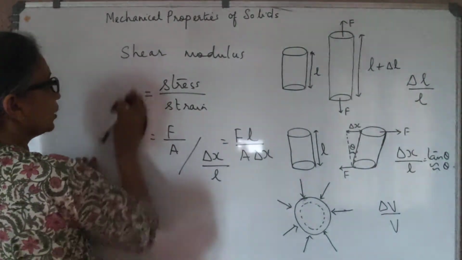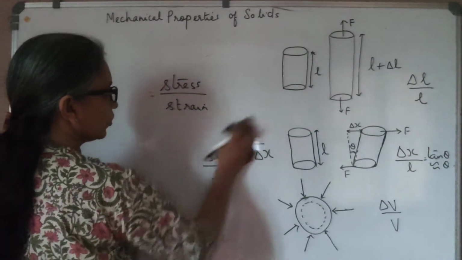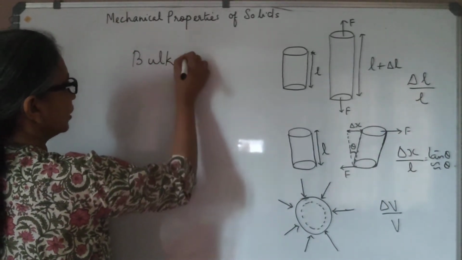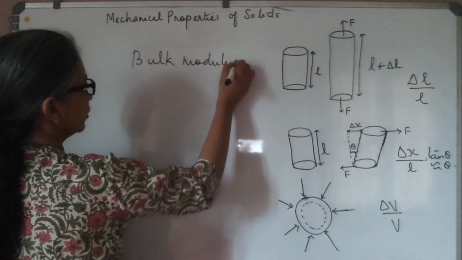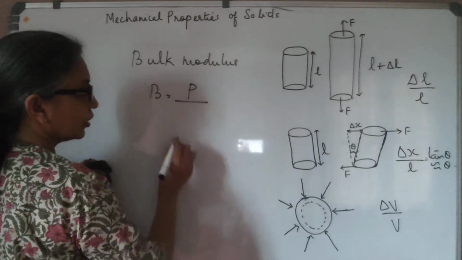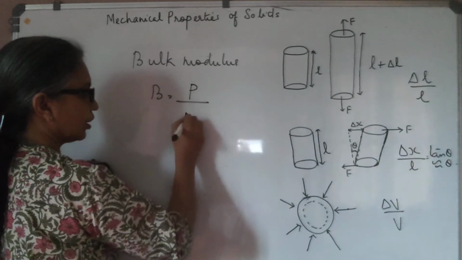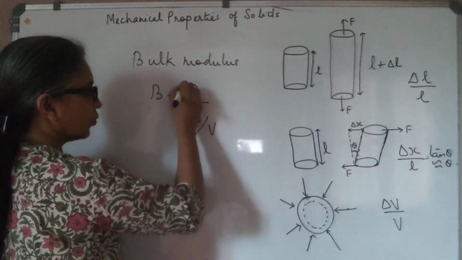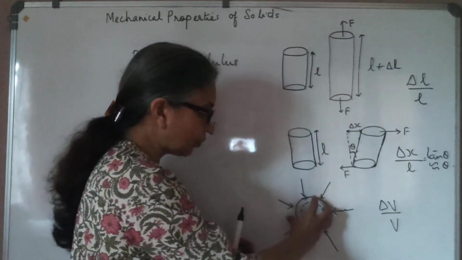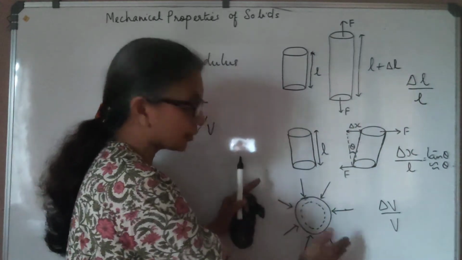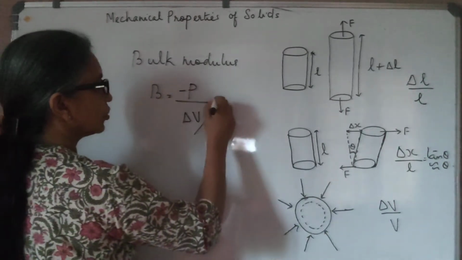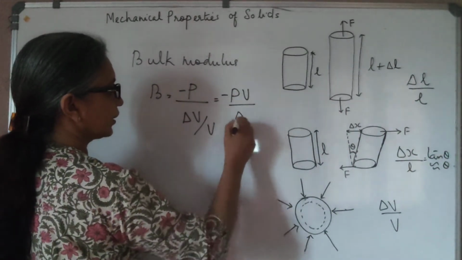And the last one is the bulk modulus, given by the letter B, which is hydraulic pressure, that is P, by the volume strain. Volume strain is delta V by V. We put a negative sign here because when you increase the pressure, the volume of the body decreases, but if you decrease the pressure, the volume of the body will increase. Because of that, we use a negative sign here. So that is minus PV by delta V.